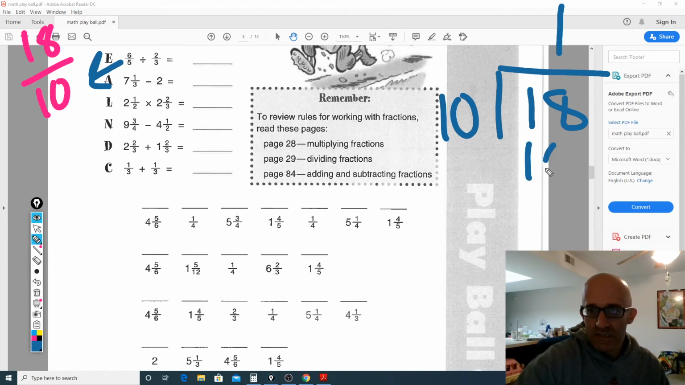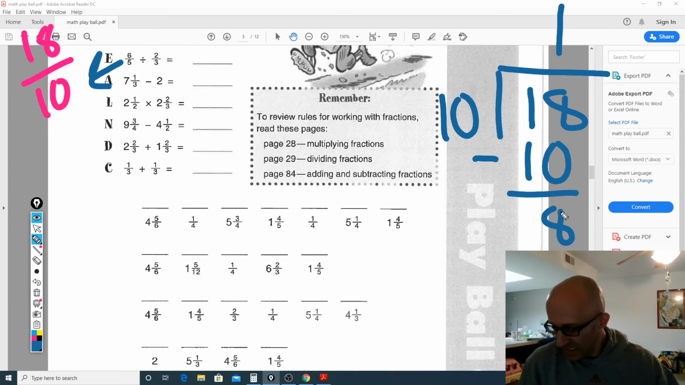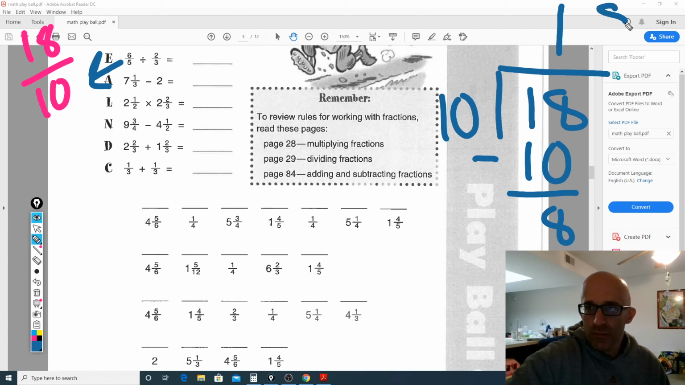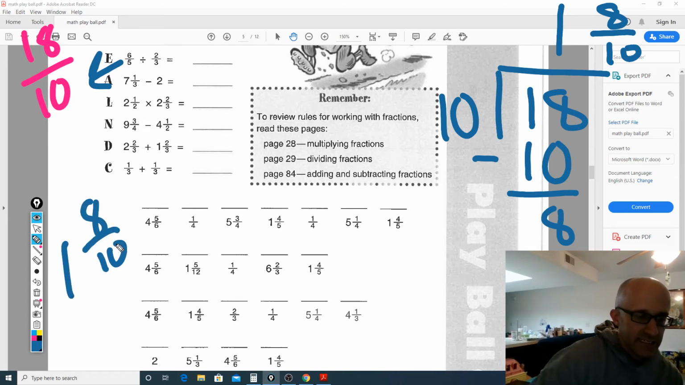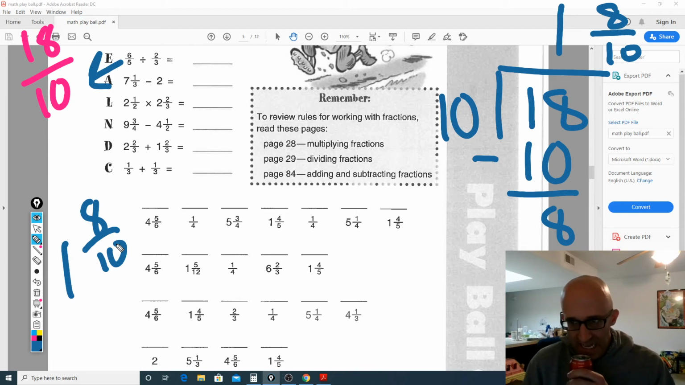1 times 10 is 10. 18 minus 10 is 8. And so that 8 becomes the numerator of your new mixed number. So you go, well, I have 1 and 8 tenths. And you say to yourself, do I see that answer down here? And the answer is no.